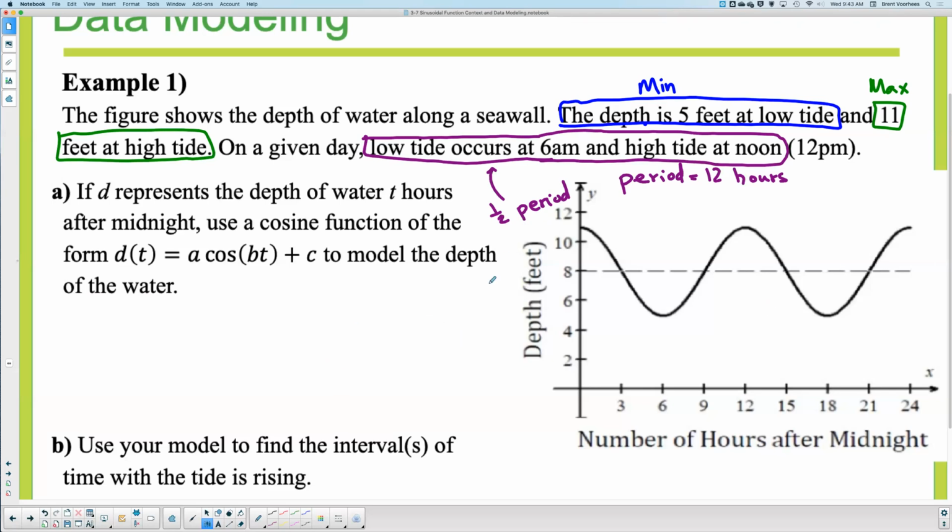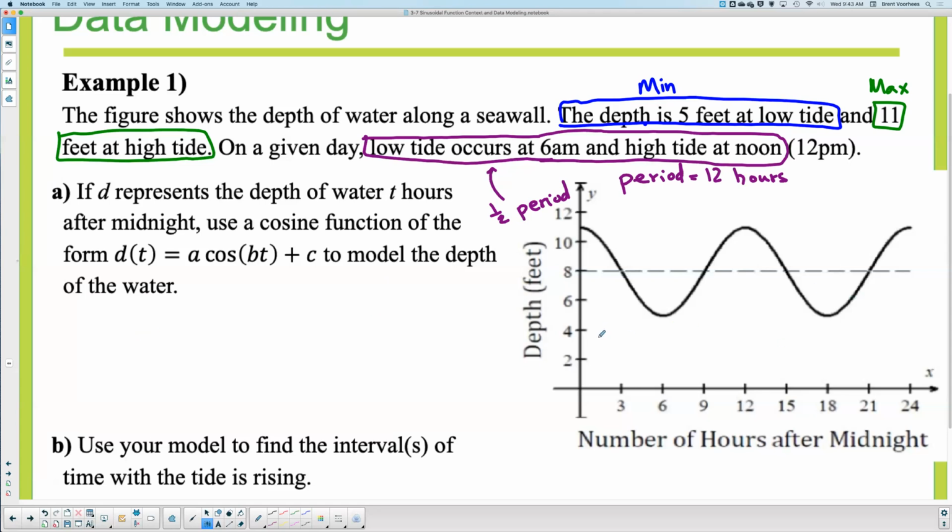Okay, so it says here, if D represents the depth of water. Notice, look at my equation. Where is D? Is D where we normally put it at the end of the equation? No. So since D is there at the front, I put C on the outside. Just heads up there. Maybe I should have used a K or something. But it says if D represents the depth of water, so this is our function D, T hours after midnight, use a cosine function of this model to complete for the depth of the water.